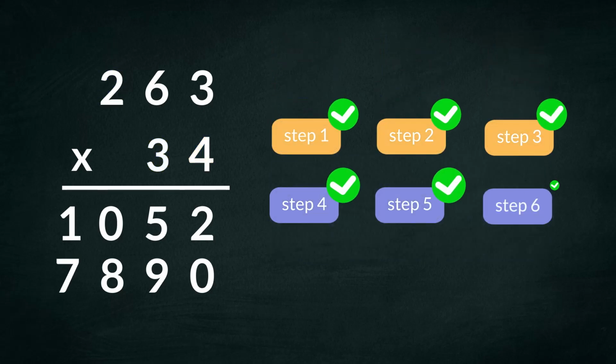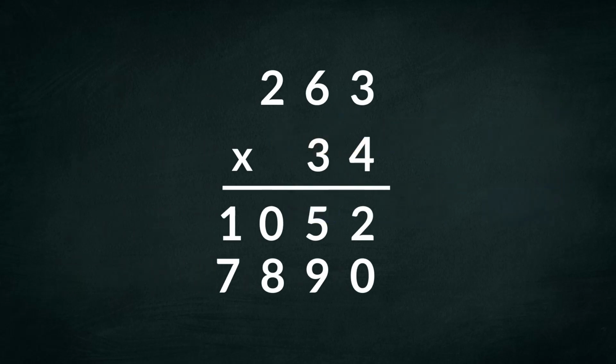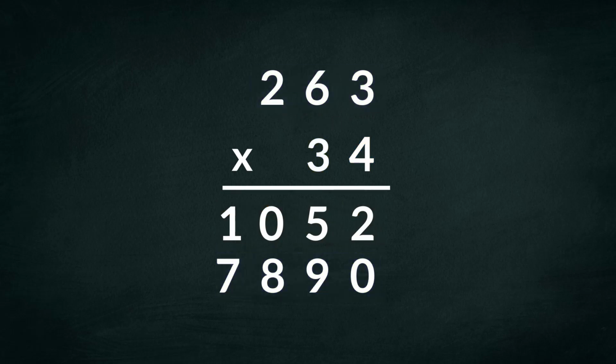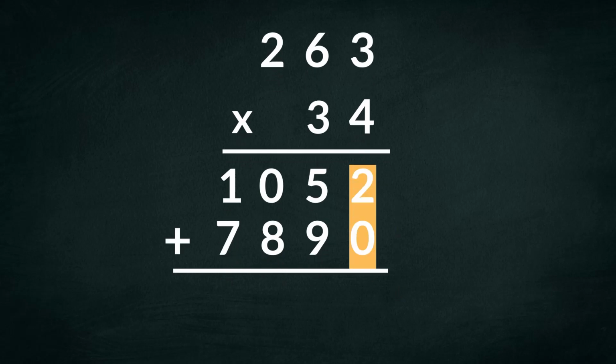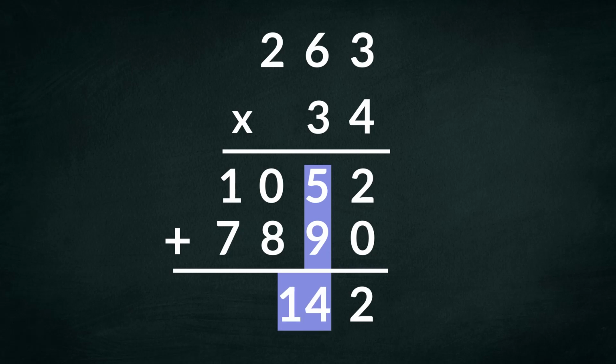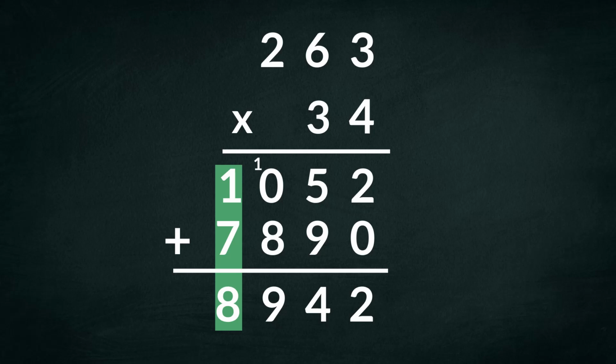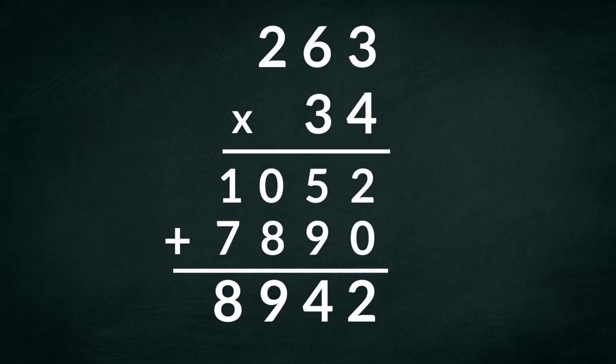All right, we've finished all the multiplication steps and ended up with 2 answers from multiplying each digit in the bottom number by each digit in the top number. Look at that, they're positioned nicely in columnar format, so we just need to add them up. Starting from the ones column, we have 2 plus 0 equals 2. 5 plus 9 equals 14, so we carry the 1 to the next column. 0 plus 8 plus the extra 1 equals 9. And lastly, 1 plus 7 equals 8. After 6 whole steps of multiplication and 1 final addition, we get our answer.